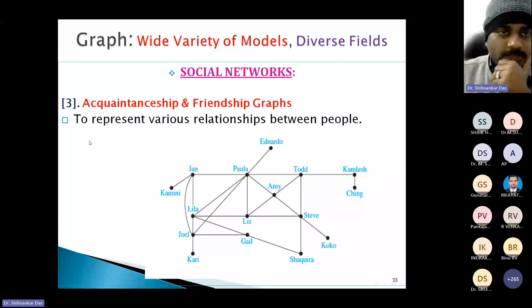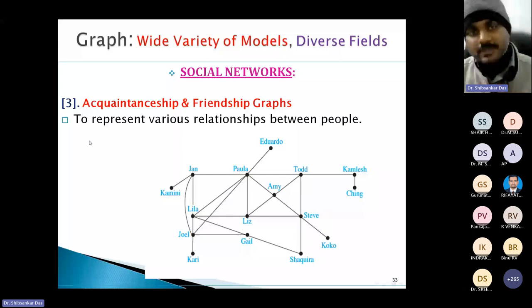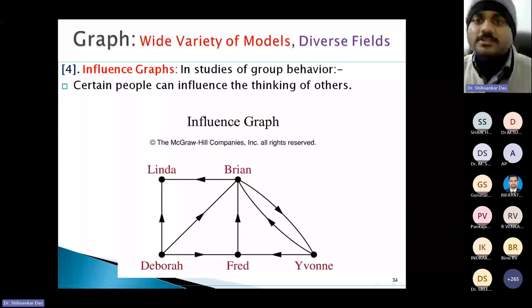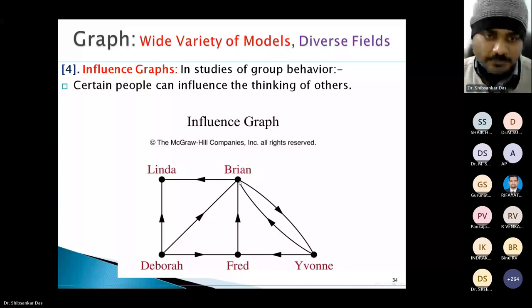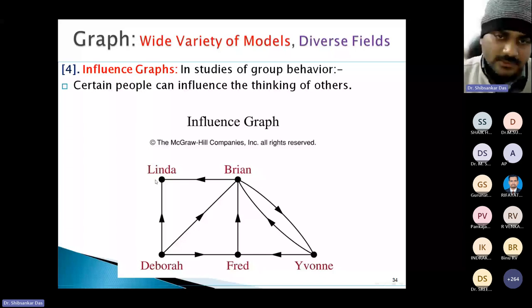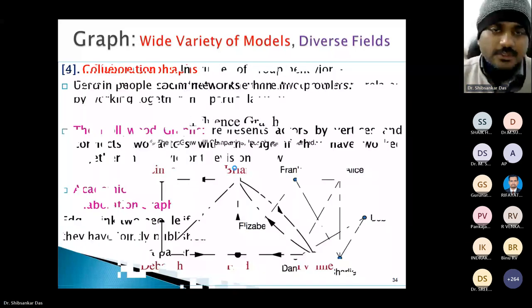Influence graph is a part of social networks. Certain people can influence the thinking of others. For example, Linda is influenced by Brian, so there is a directed edge. Not necessarily will Linda also influence Brian, so there is no directed edge in the other direction.